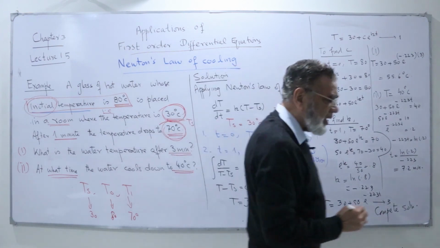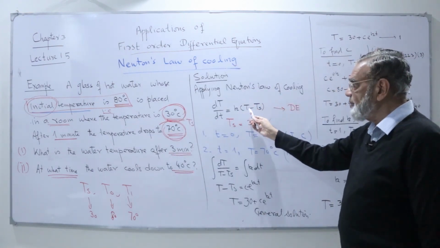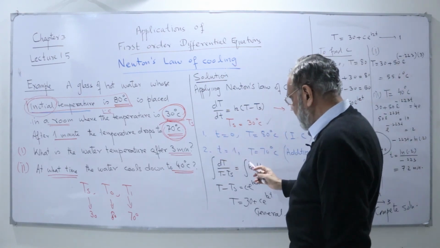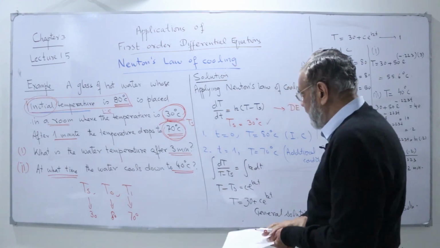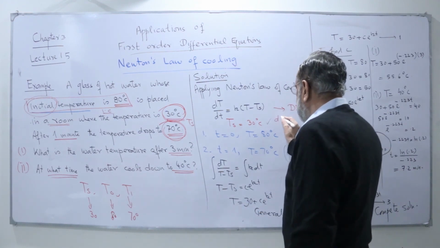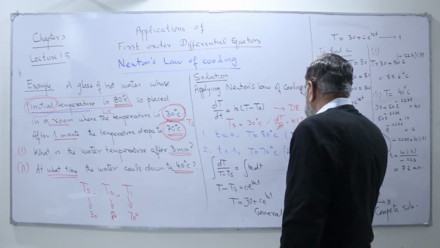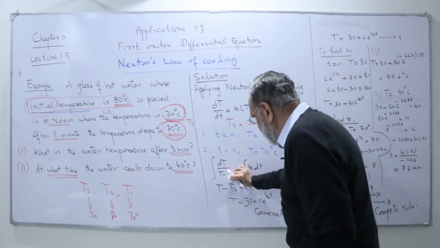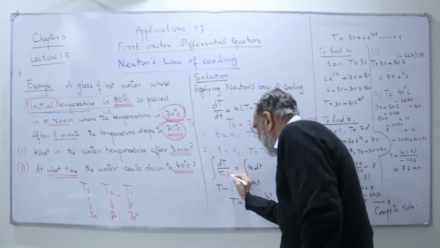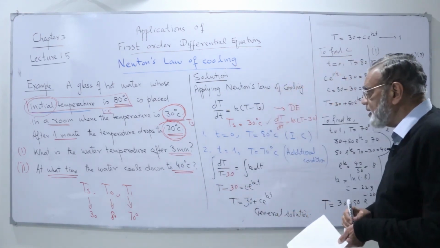As I mentioned, we take Newton's law of cooling and apply it: dT/dt is equal to k times (T minus Ts). First of all, we find Ts. Our Ts is 30, so we can write dT/dt is equal to k into (T minus 30). We don't need to write Ts; we just put 30 instead of Ts. That's more accurate. Then we just integrate.